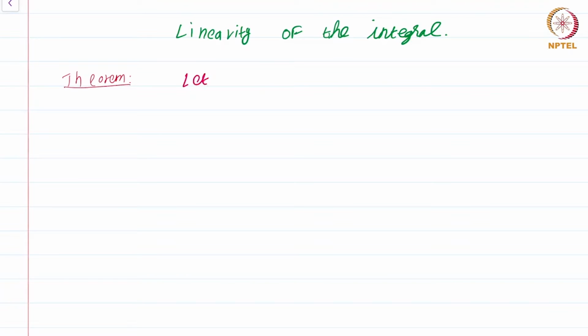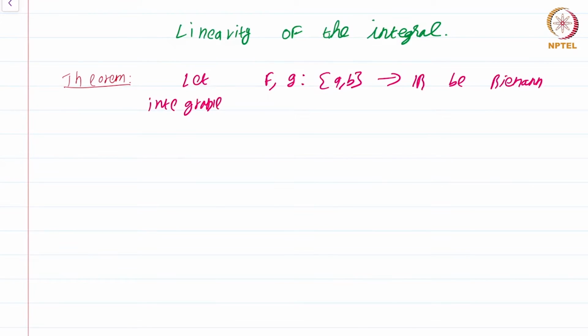Let f, g from [a, b] to R be Riemann integrable. So you are given two Riemann integrable functions. Then, number one, integral a to b of kf is equal to k times integral a to b of f for all k in R. If you multiply the function by a constant k, then integrability is preserved. Moreover, the integral value is just k times integral a to b f.